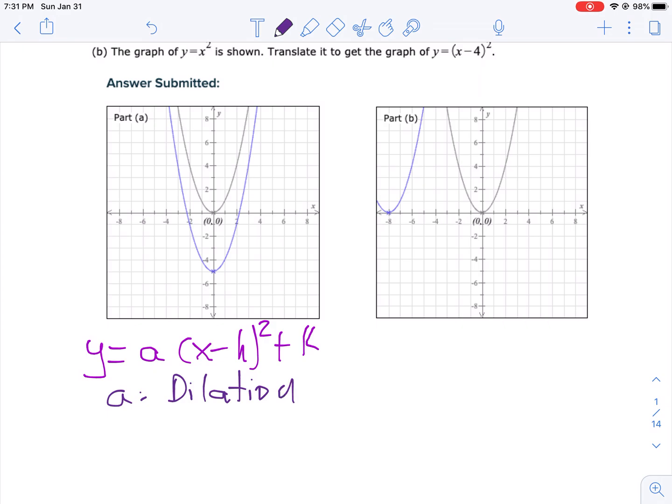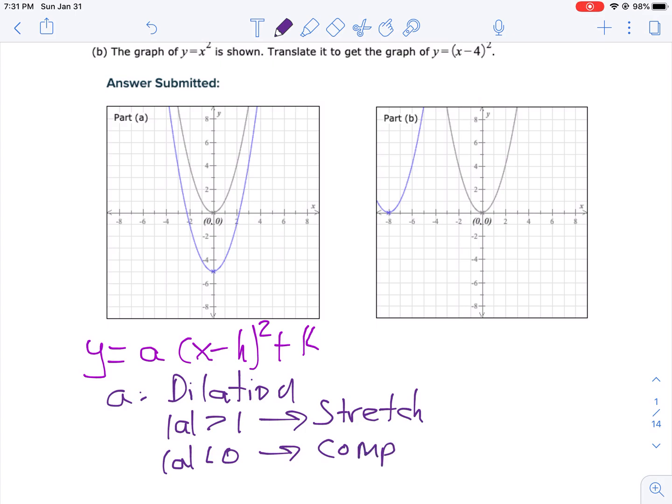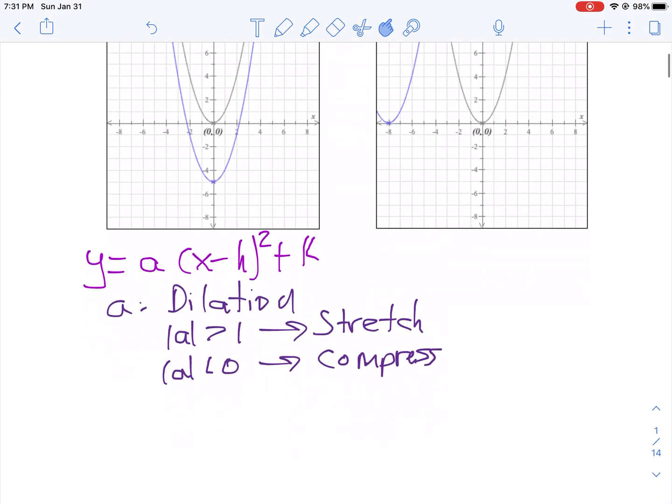That is, if the absolute value of A is greater than 1, that tells you you're going to stretch your parabola. You're going to make it thinner. If the absolute value of A is less than 1, you're going to compress your parabola. You're going to make it wider. Now, both of those have to do with the absolute value. Because if A is less than 0, you're going to flip it over the x-axis.